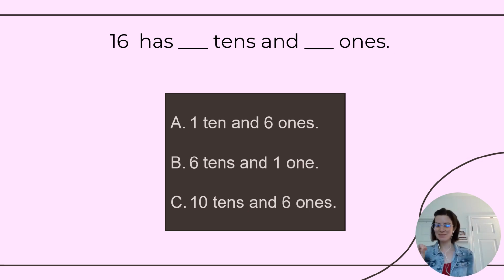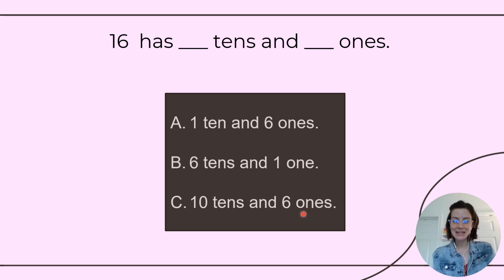Here is our one question to check your understanding. 16 has blank tens and blank ones. What is the correct answer? A, 1 ten and 6 ones. B, 6 tens and 1 one. Or C, 10 tens and 6 ones. I'm going to help you guys out a tiny bit and underline your place value. Remember, the green is your tens place. The blue is your ones place. And if you need, I can even write that bigger for you.